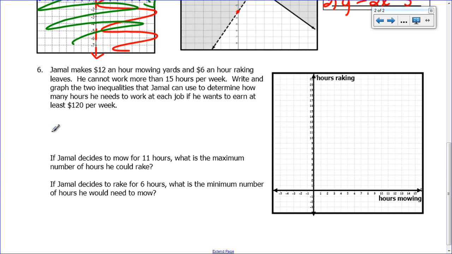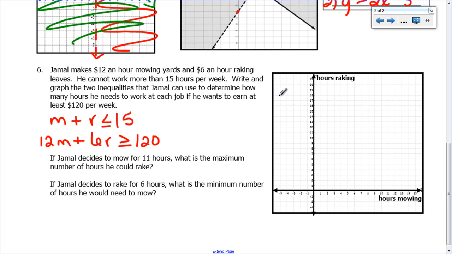Well, let's just start with his number of hours. Mowing yards and raking leaves, and it cannot be more than 15 hours. That means if it cannot be more than, it has to be less than. And since it can't be more than 15, we're going to assume it can be 15, so we're going to do less than or equal to 15. Now, we got to do the other one about the $120. I know that he makes $12 an hour mowing and $6 an hour raking, and he wants to make at least $120, which means that's the smallest amount he wants to make, so that's greater than or equal to $120.